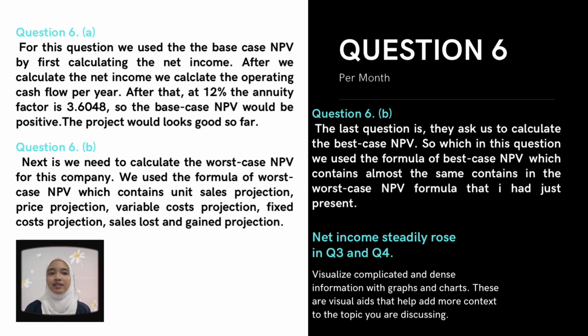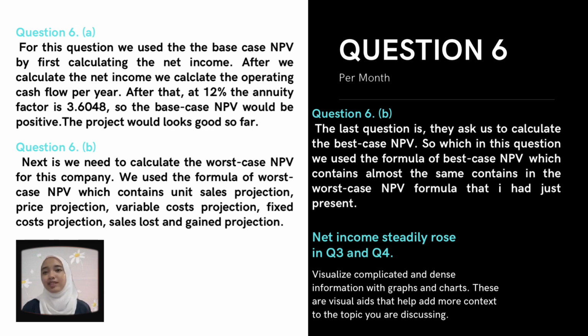For question 6, the net income steadily rose. Question 3 and question 4 visualize complicated and dense information with graphs and charts. These are visual aids that help add more context to the topic that we are discussing right now. For question 6a, we use the best case NPV by first calculating the net income. After we calculate the net income, we calculate the operating cash flow per year. After that, at 12% the annuity factor is 3.60, so the best case NPV will be positive.